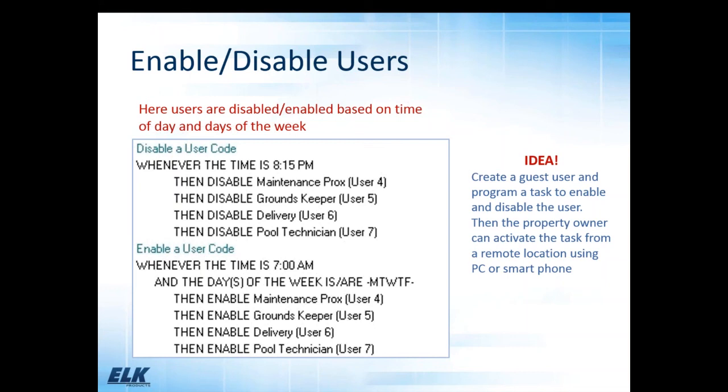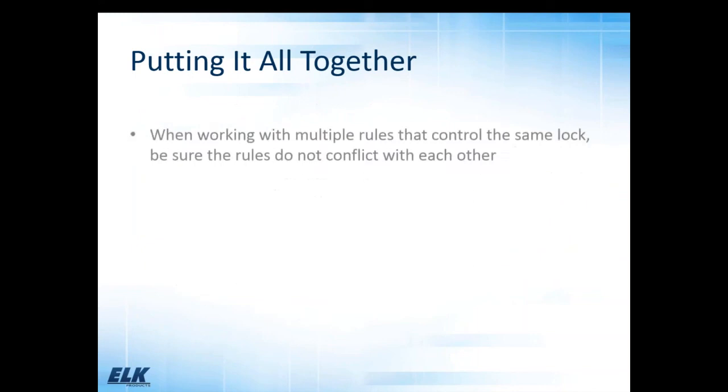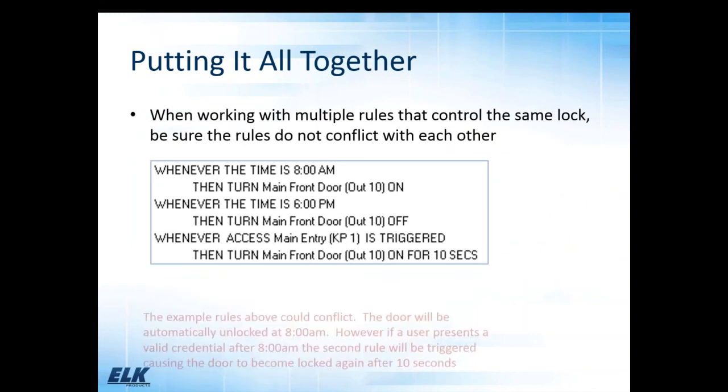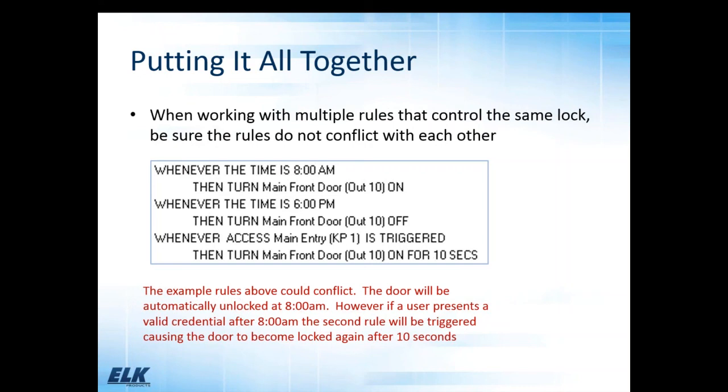So how do we put it all together? When working with multiple rules that control the same lock, we want to make sure that we do not have rules that conflict with each other. So earlier we had some rules that turned on the output. We also had some 24-hour rules. Whenever the time is 8 a.m., we unlock the door. We turn output 10 on. Whenever the time is 6 p.m., we turn the output off. And we also have a rule here that says whenever access main entry keypad 1 is triggered, then turn main front door output 10 on for 10 seconds.